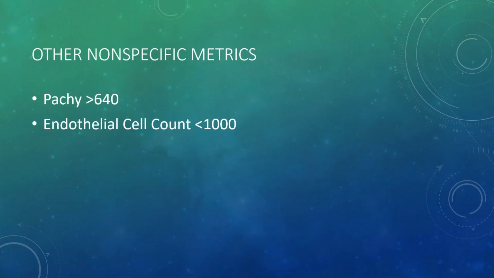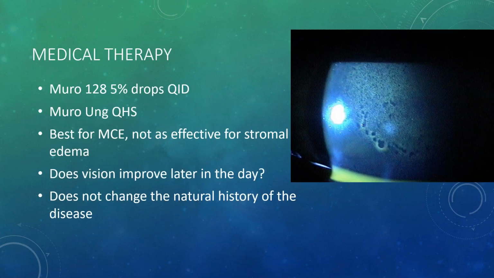Other non-specific metrics that we look at regularly. So pachymetry, that's helpful. If you have a handheld pachymeter, or you can measure it with an anterior segment OCT, greater than 640 can be helpful. And then the endothelial cell count of less than 1,000. So those are other metrics that we look at. Helpful yet not definitive. So just additive information, sort of things to help you build a case for which way you're going to take a patient.